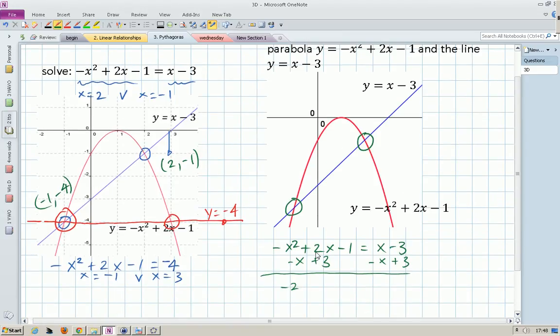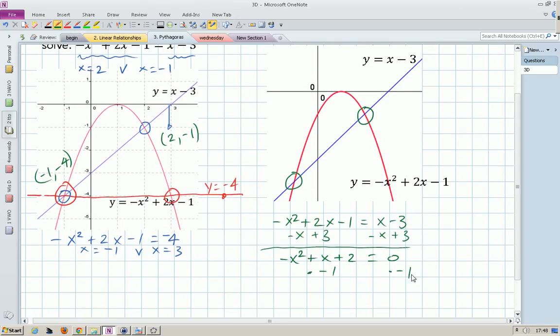So that's going to give me minus x squared. I've got 2x minus an x, which is plus an x. I have the minus 1 plus the 3, which is plus a 2, and that will be equal to 0. I now need the number in front of the x squared to be a 1. At this point it's a minus 1, so I'll multiply the entire equation by minus 1 on both sides. Well, obviously 0 times minus 1 is still equal to 0, and this side becomes x squared minus x minus 2 is equal to 0.